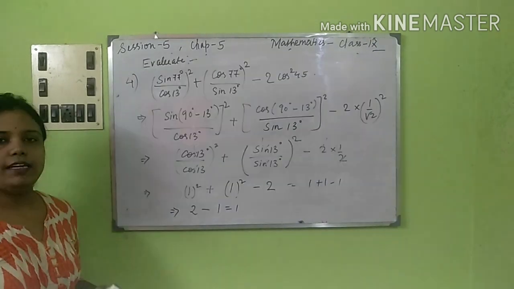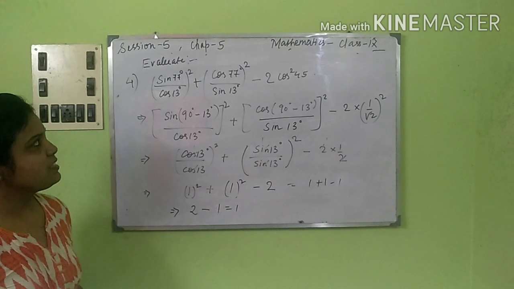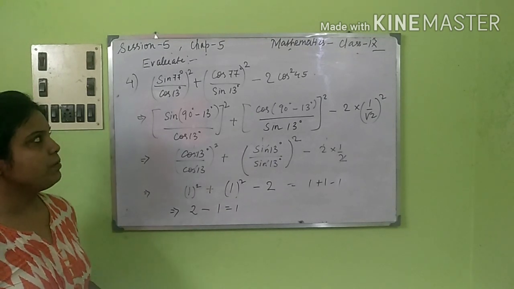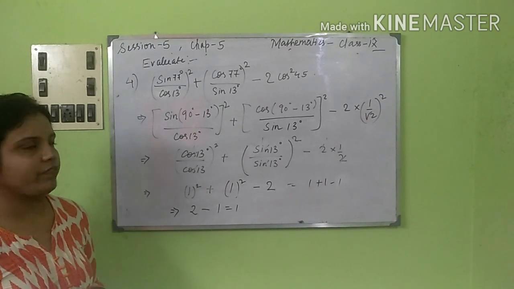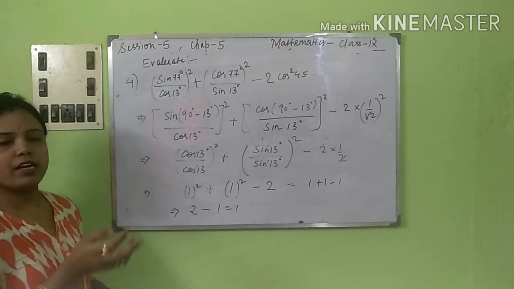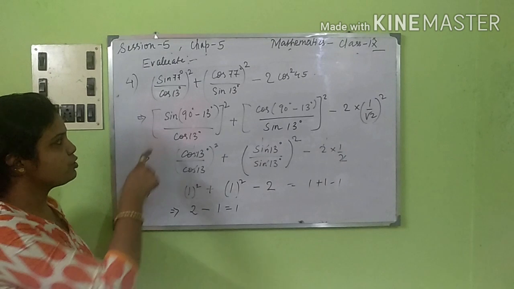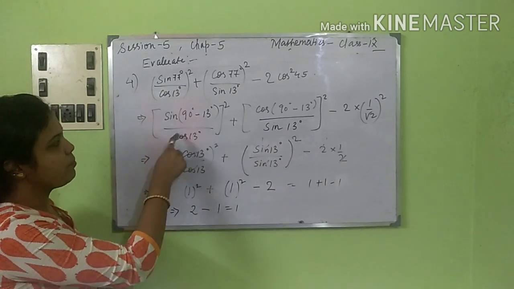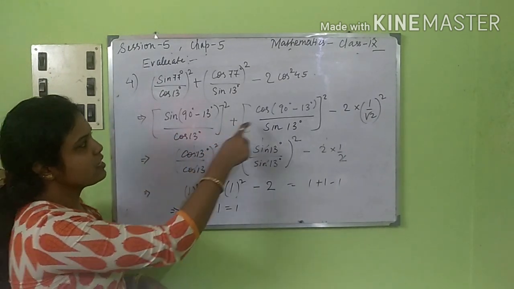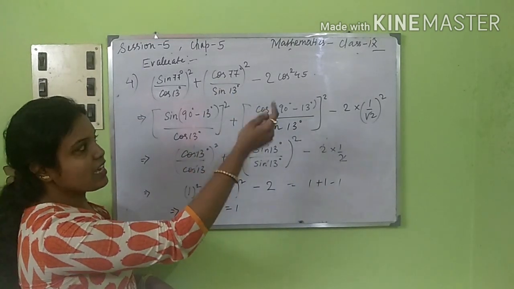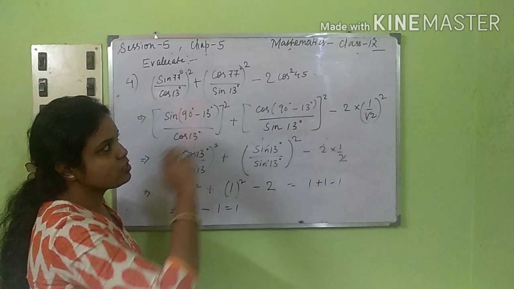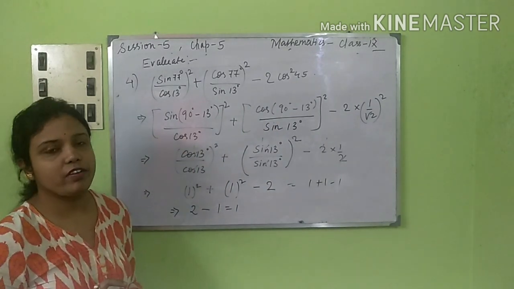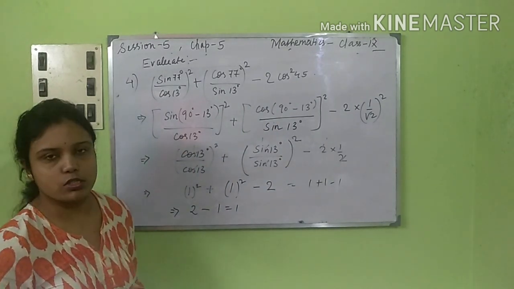Okay, next. Now the next example: (sin 77 degree by cos 13 degree) whole square plus (cos 77 by sin 13 degree) whole square minus 2 cos square 45. So 77 degree can be written as 90 minus 13, right? So (sin of 90 minus 13 by cos 13) whole square plus (cos of 90 minus 13 by sin 13) whole square minus 2 into, we know the value of cos 45 as 1 by root 2, so (1 by root 2) whole square.